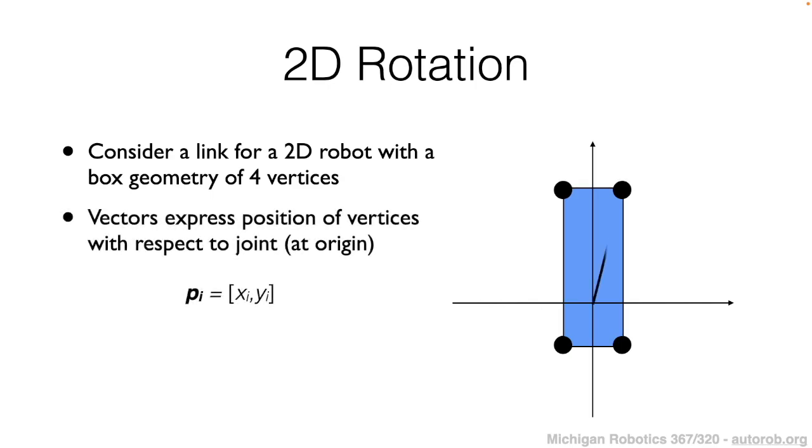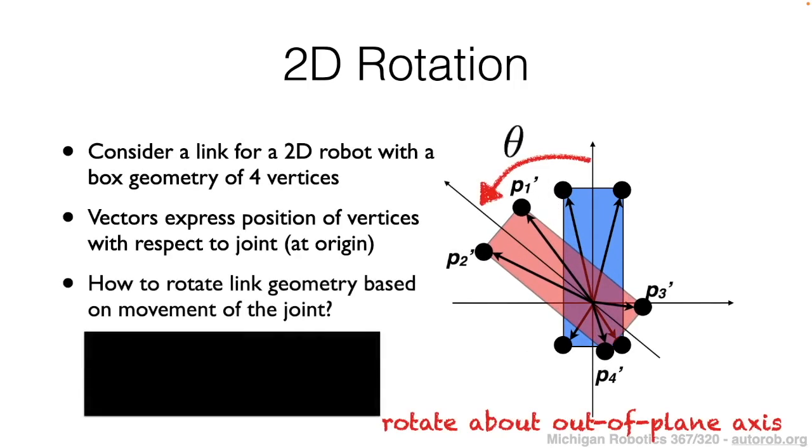And so to do this, we'll point out that each of these 4 vertices can be thought of as vectors expressed with respect to the origin of the link. So each of these points has an x and a y coordinate, and when we want to rotate the link, as we saw with that house example, we're going to rotate each of these vertices.